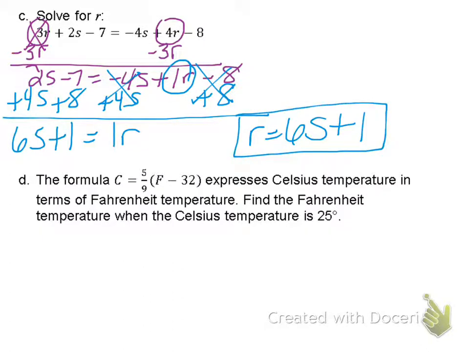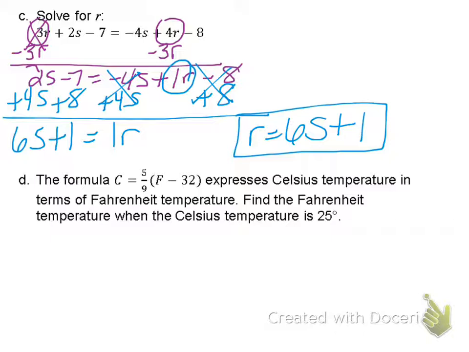Moving on to the next example, we have a formula this time for temperature and how Celsius and Fahrenheit relate to each other. So it asks us to find the Fahrenheit temperature when the Celsius equals 25 degrees. So there's two ways we can do this. We can first solve the equation for F because we're looking for the Fahrenheit, or we can plug in the 25 for C first and then solve.